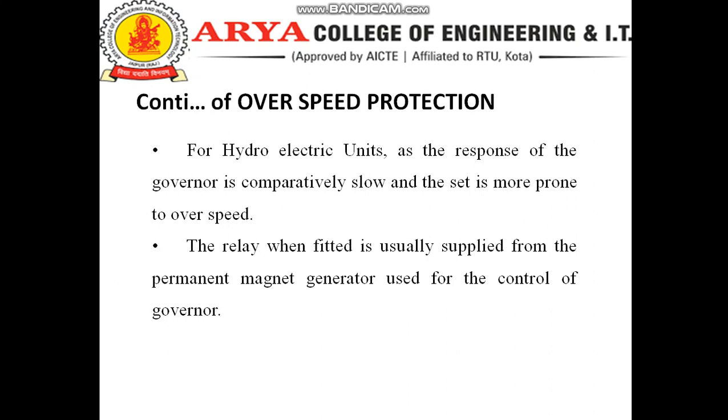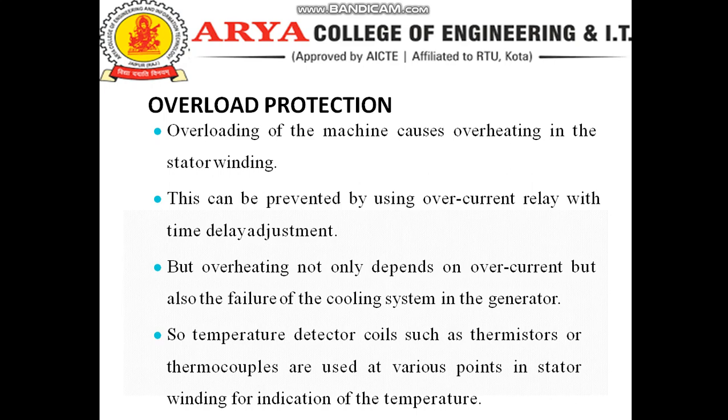In continuation of the overspeed protection, for hydroelectric units the response of the governor is comparatively slow and the set is more prone to overspeed. The relay, when fitted, is usually supplied from the permanent magnet generator used for the control of the governor, for both types of units, that is thermal or hydroelectric units.